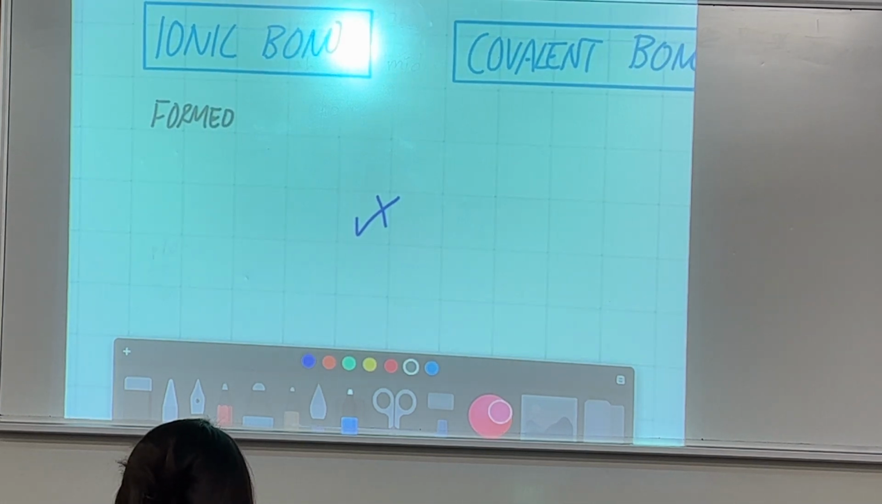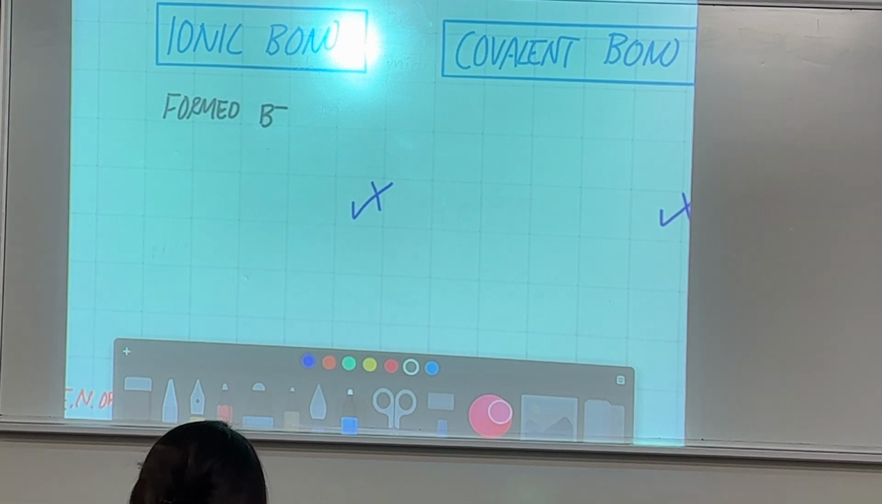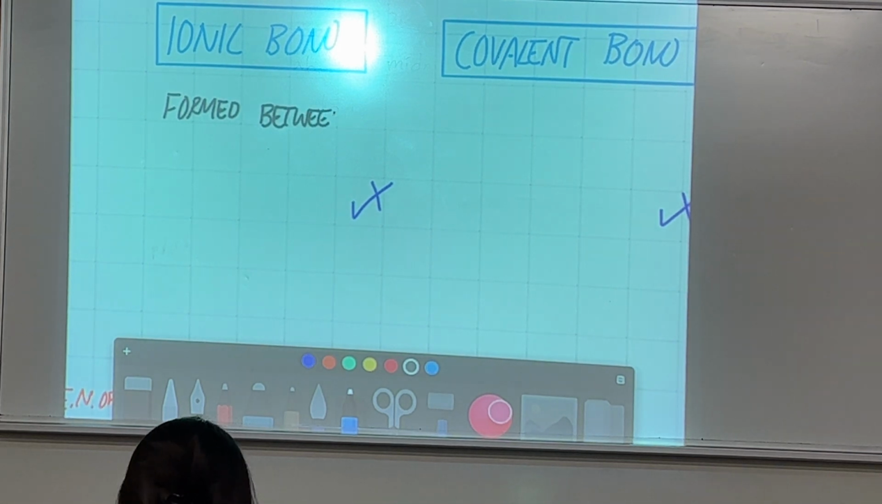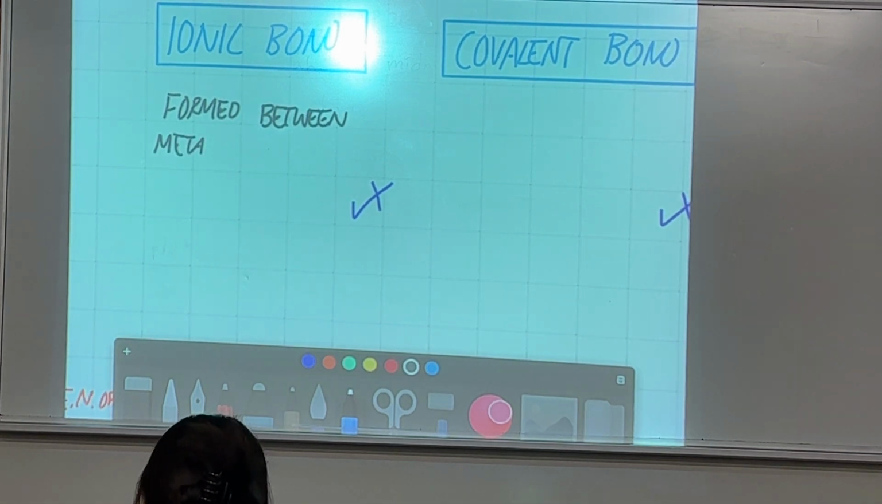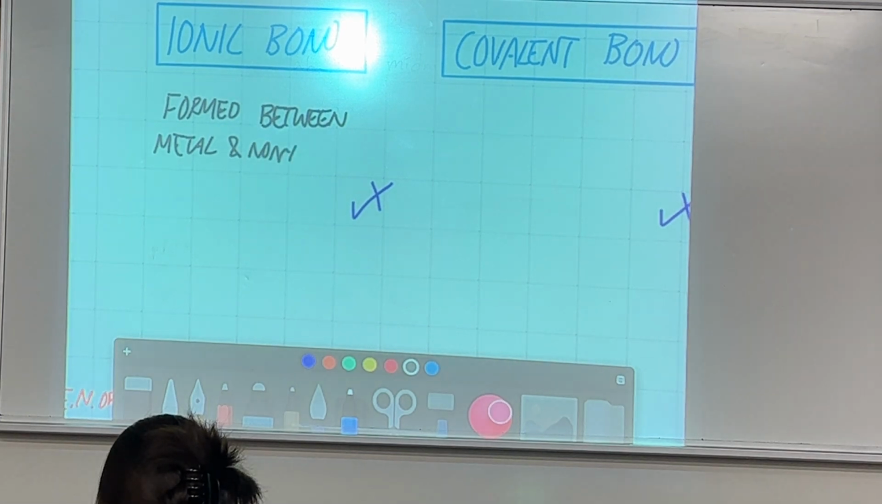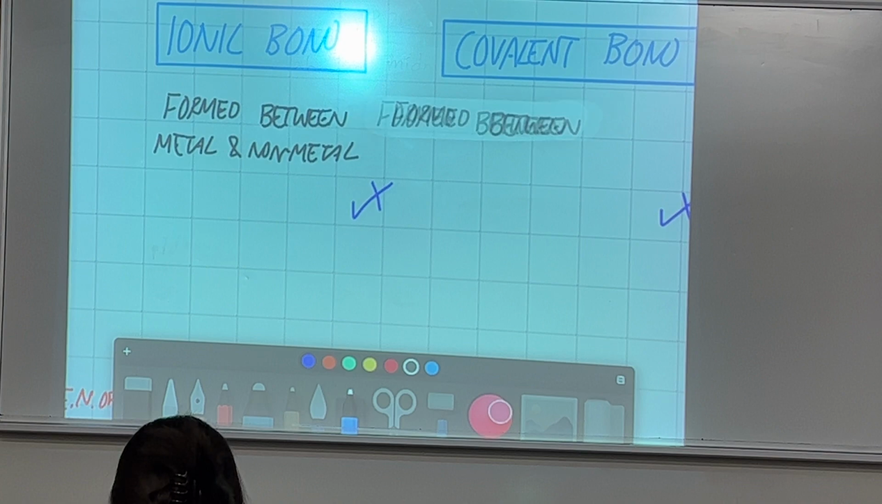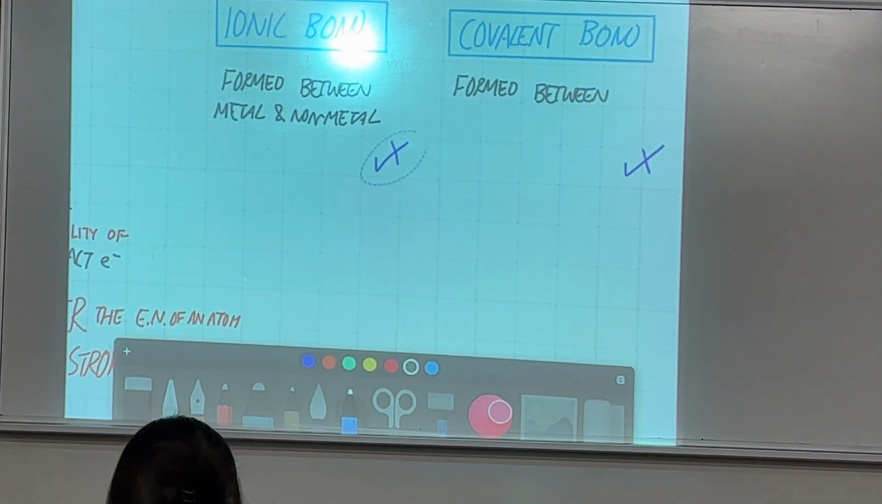Put down the not so good definition first. So ionic bond is formed between metal and non-metal. This is a not so good definition. And covalent bond is formed between non-metals only. So what is a better definition then?